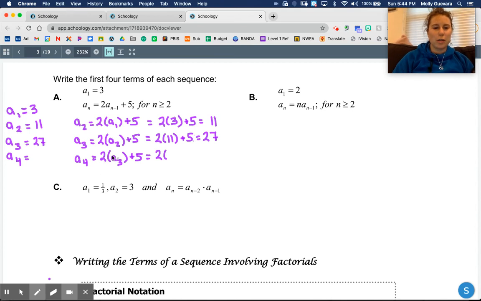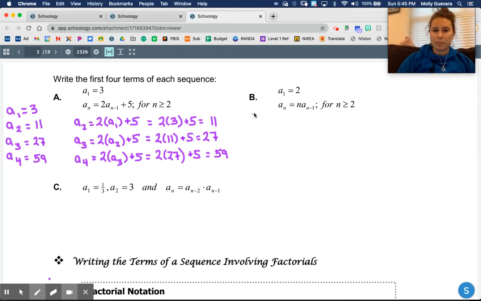So it'll be 2 times a sub 3, well, a sub 3 is 27, plus 5. So 2 times 27 is 54, plus 5 is 59. If I wanted to find the next one, I would just multiply 59 times 2 and add 5. So it's just a pattern, over and over and over. Take your number, multiply it by 2, add 5. Take the next number, multiply it by 2, add 5, and so on and so forth.